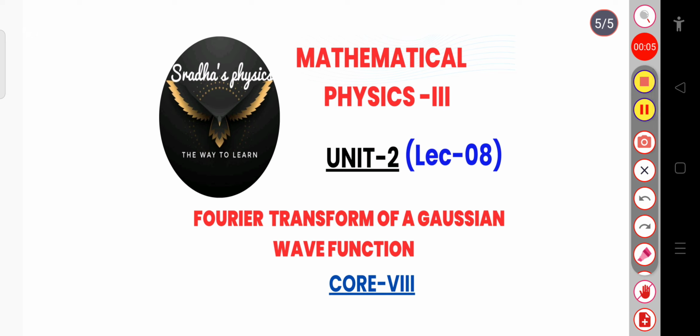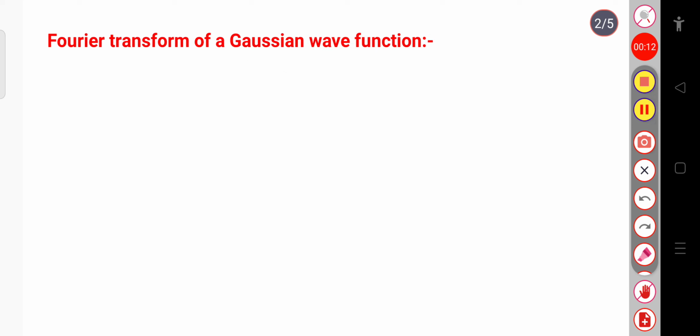Today we will discuss the Fourier transform of the Gaussian wave function. So let me start with the Fourier transform of the Gaussian wave function. What is basically this Gaussian wave function? It means, what is the shape of this Gaussian function?